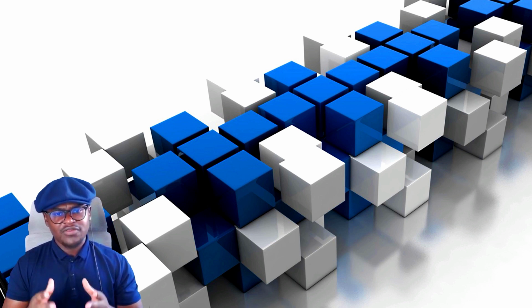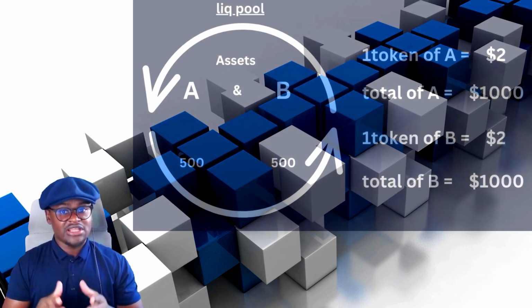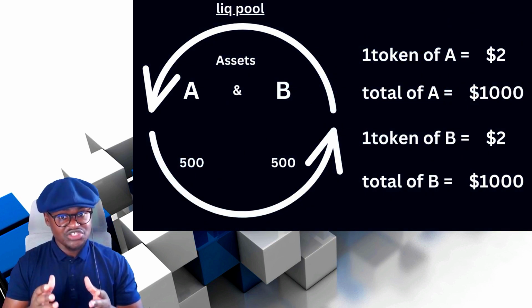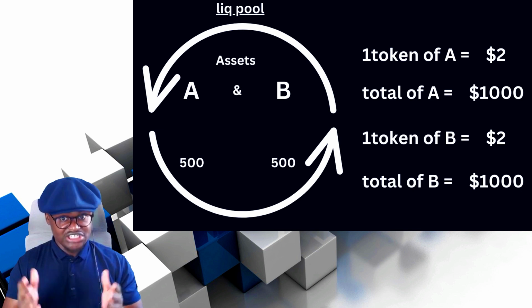Now remember that both tokens of asset A and B had an equal value of $2 each, and Trader John's initial 10 tokens of asset A, which he brought to swap, was $20.